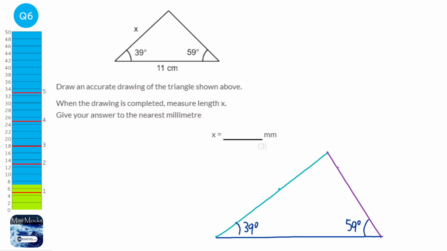And it says when it's completed, measure length x. So I'm going to get my ruler out, and I'm going to measure this length here, and it is about 95 millimeters. So the answer for me is 95 millimeters. Now there is some level of precision. You're not going to get necessarily exactly 95 millimeters.